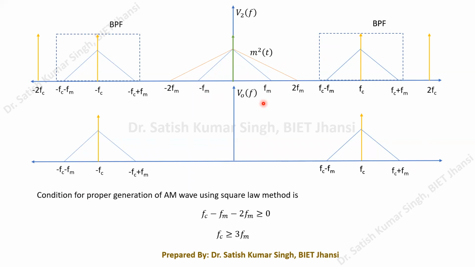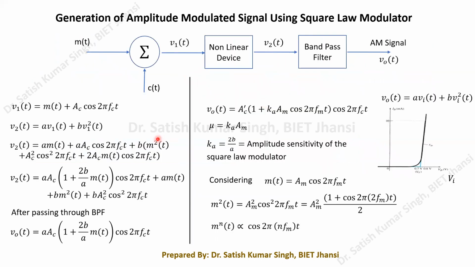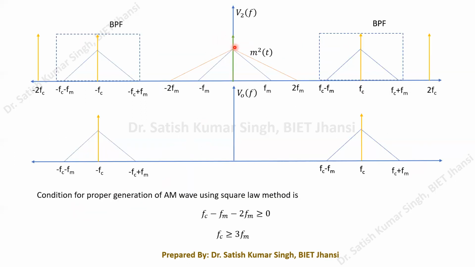Now for m square t, here you can see we have the m square t term. Some factor a is multiplied, so please do not bother about what the magnitude will be. If you do the exact calculation, you will be able to write the magnitude portion also.